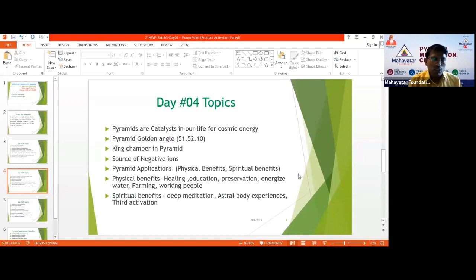At the same time, you need to understand one more thing: the pyramid is a source of negative ions. Try to understand one thing which I might have mentioned in previous classes. If you go into nature, to the riverside, a garden, park or forest, you feel so rejuvenated, highly energetic because of the huge amount of negative ions around you. Nature produces a lot of negative ions which supply extra electrons to your physical atoms, your physical body. That is why you feel so energetic and rejuvenated.